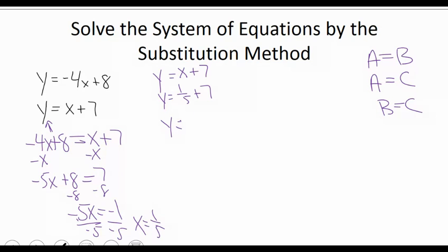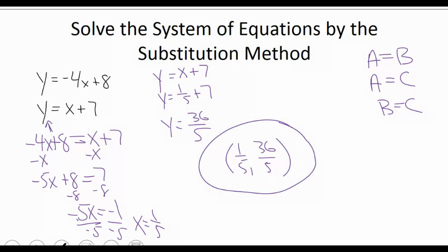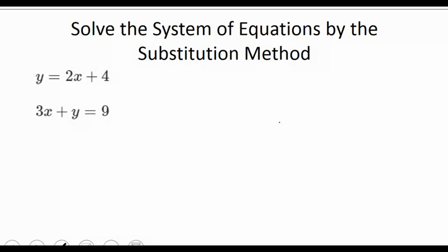do some math here, 36/5. And now I've got my answer. I know x is going to be 1/5, and y is going to be 36/5. So we've got our answer, and that can happen where you get fractions. All right, let's keep going.